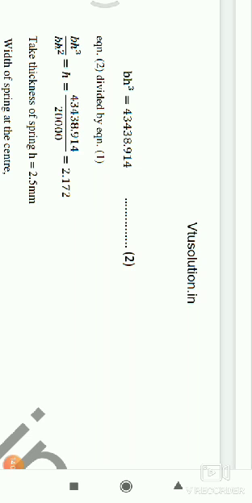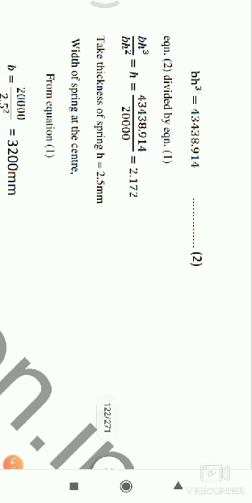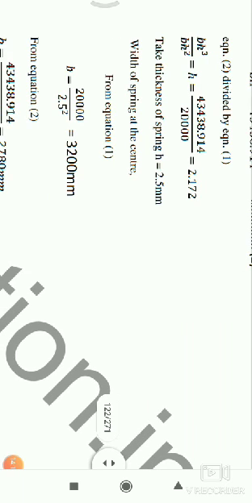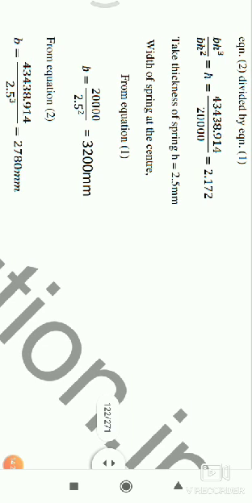Dividing equation 2 by equation 1, BH cube by BH square, I get H. H is how much? 2.172. Take the thickness of the spring as rounded off to 2.5 for the safer side. Width of the spring at the center from equation 1: put the values of 2.5. Don't use 2.1, use 2.5. You get B from equation 1 because BH square is 20,000. So B equal to 20,000 divided by 2.5 square, 3,200 mm, you get.